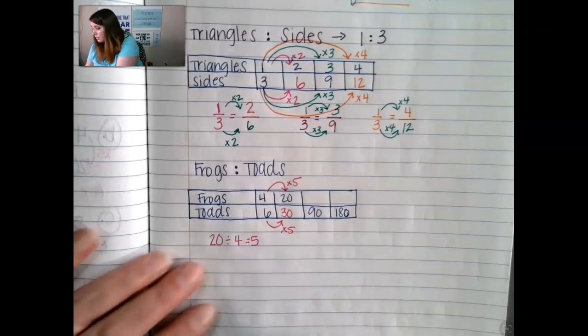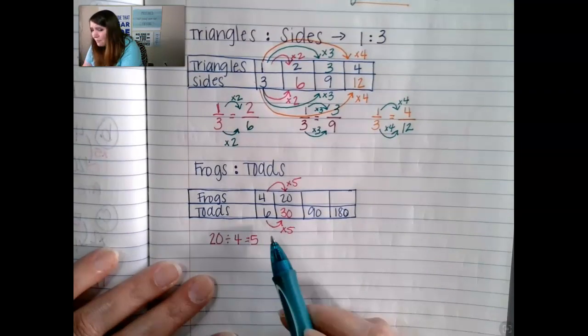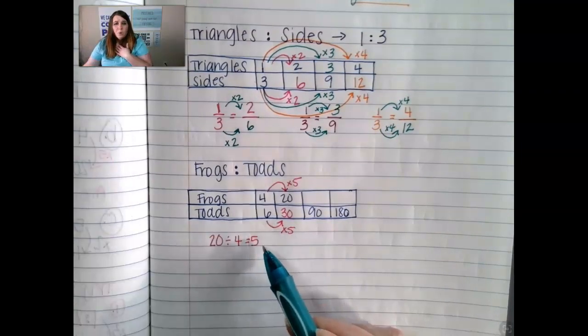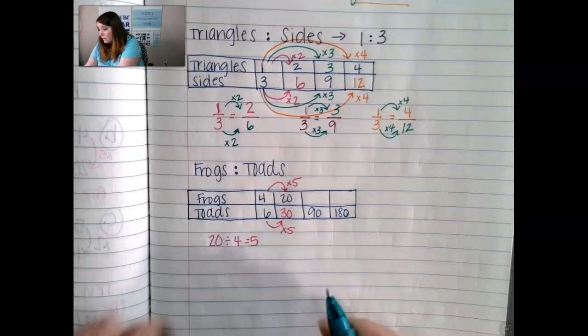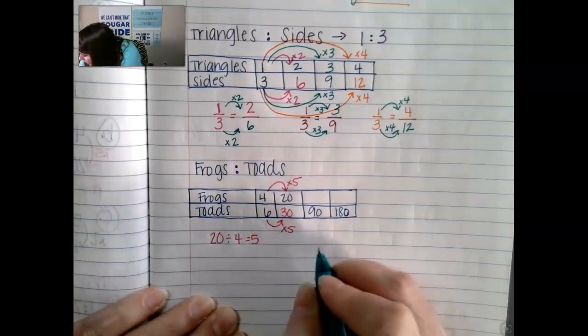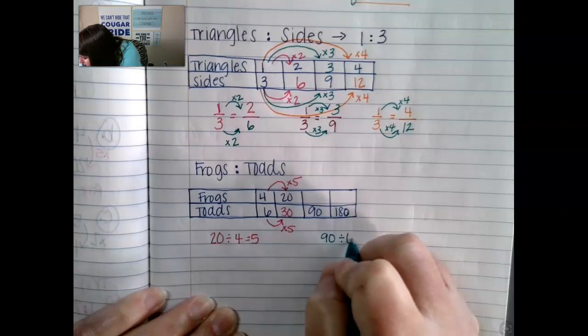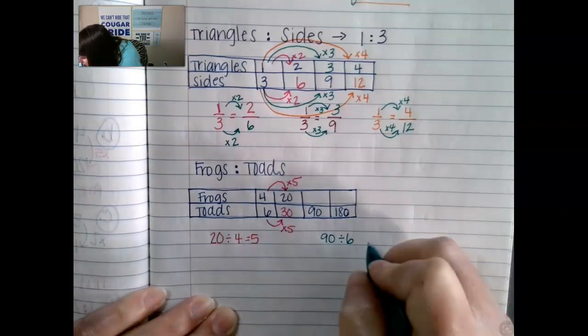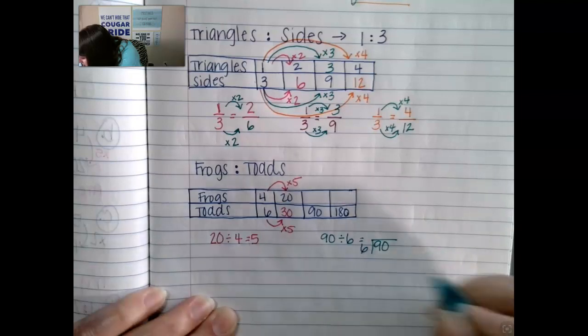90 divided by 6, because personally, I don't know the ratio. I don't know 6 times what gives me 90. I can figure it out by doing 90 divided by 6. So I'm going to come over here and say 90 divided by 6, or make it look like this, 90 divided by 6.